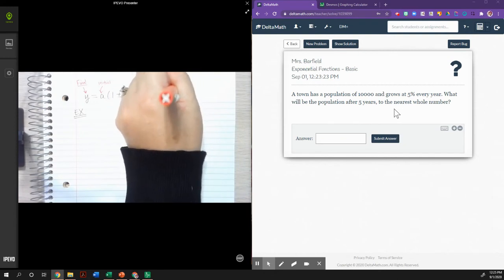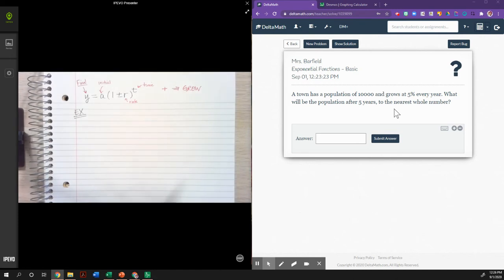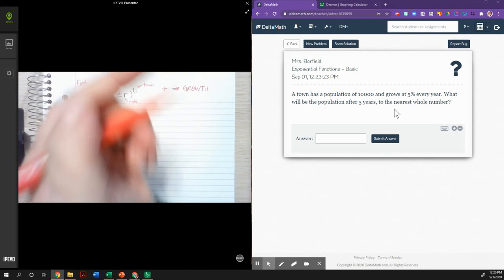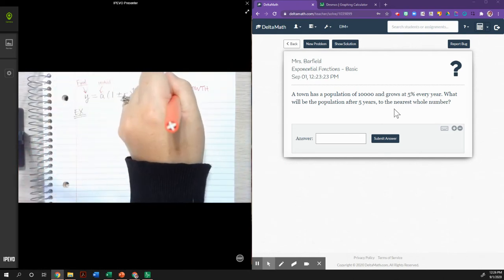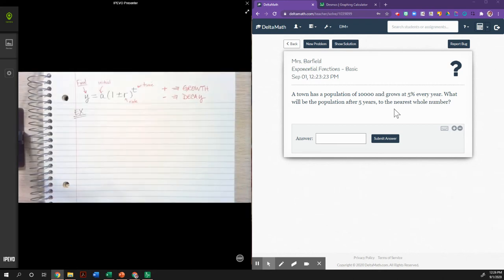You use plus any time you see a word that represents growth, like grow or increasing. You use minus anytime you get an indication of decay. There are lots of different words, like decreasing, or depreciation in car values. When car values go down, there's a decline. Any words that represent one of those two ideas will determine which equation I use.